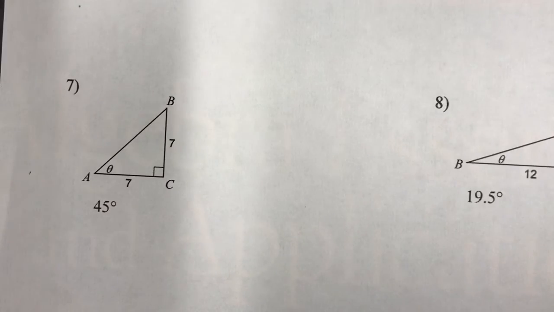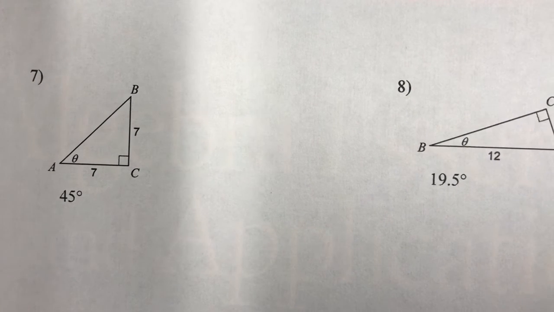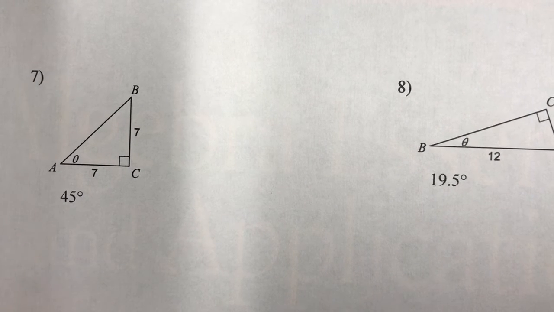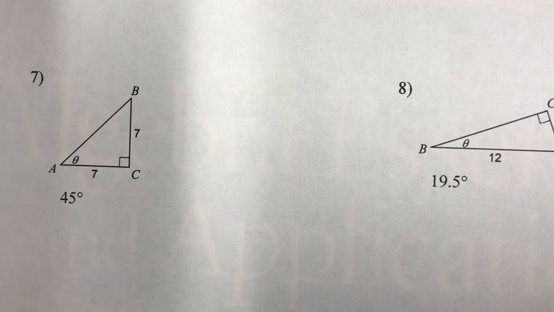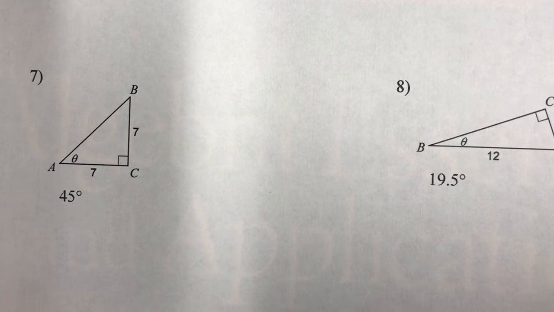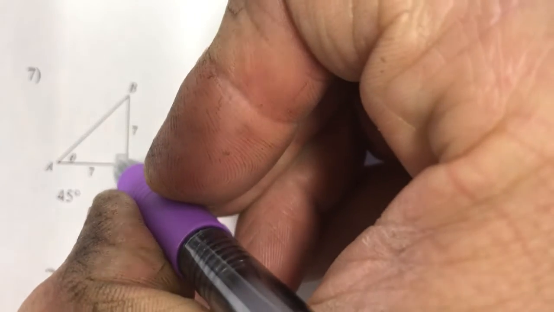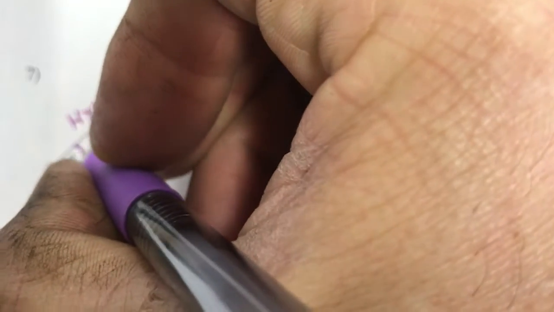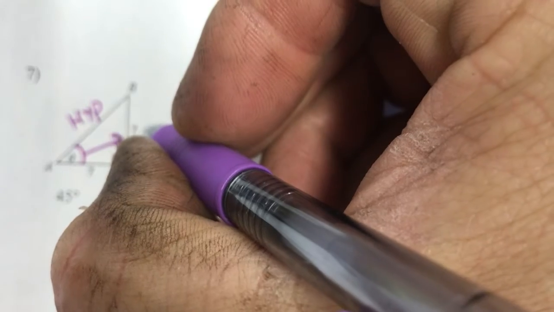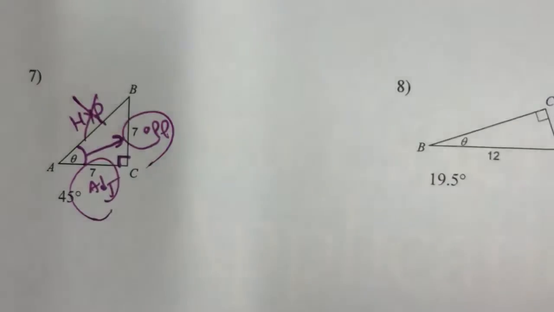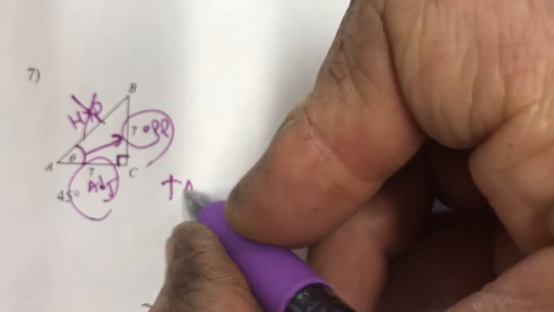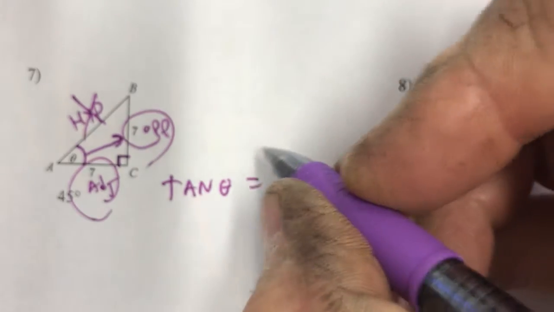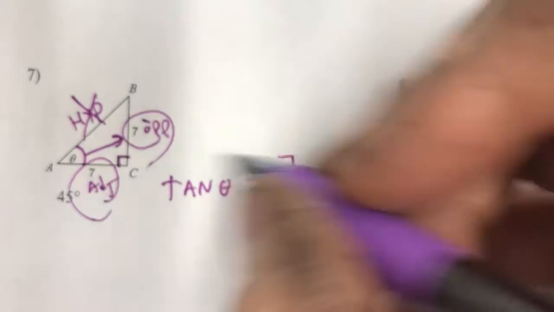Okay, here's one. All right, well, that's another tangent one. Man alive, how many tangent ones they got on here? All right, so here's my right angle, which means here's my hypotenuse. And so for this, there's my opposite, and here's my adjacent. So opposite and adjacent, the hypotenuse I don't care about, which is tangent again. So I'm going to do tangent theta equals the opposite, which is 7, over the adjacent, which is also 7.